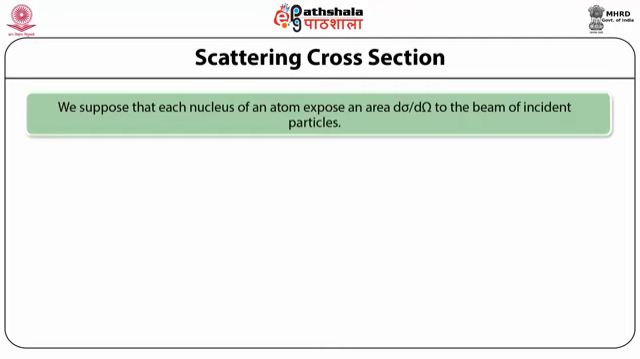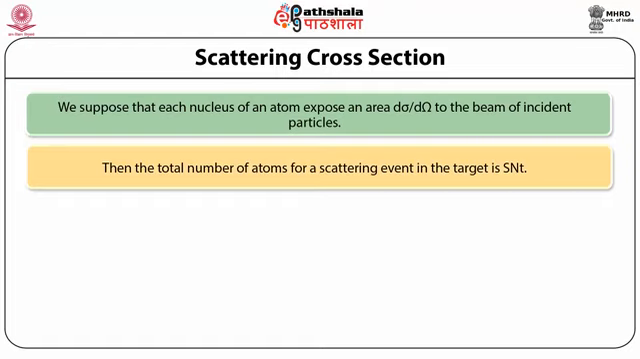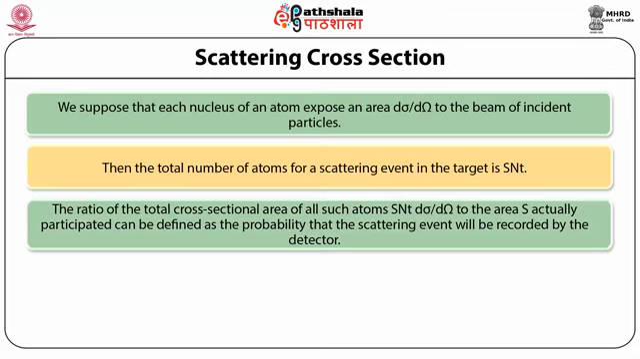Let S be the surface area of the target hit uniformly by the beam. Then the total number of atoms for a scattering event in the target is S N t. The ratio of the total cross-sectional area of all such atoms, S N t d sigma by d omega, to the area S can be defined as the probability that the scattering event will be recorded by the detector. This ratio is equal to 1 divided by d omega, dQ by Q, times d omega.